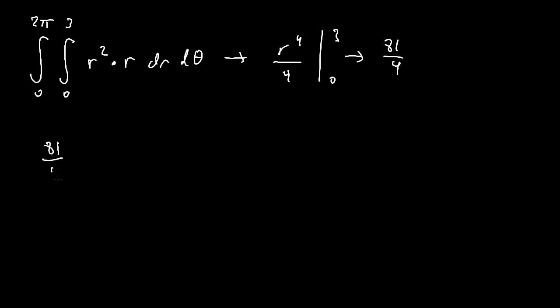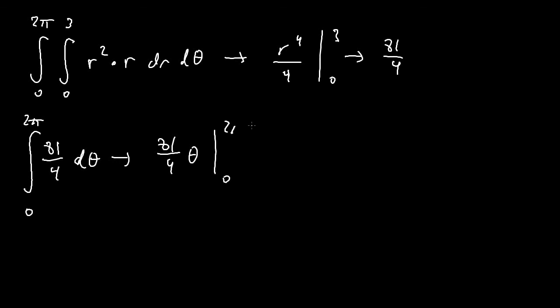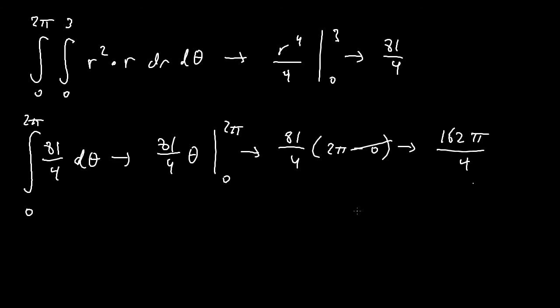So if I rewrite that, let's go ahead and now integrate the outer portion here, 0 to 2 pi. And so the integral from 0 to 2 pi of 81 over 4, with respect to theta this time, obviously this is a constant, so the integral is just 81 over 4 theta. Let's go ahead and evaluate from 0 to 2 pi. So we'll get 81 over 4 times, when I plug in 2 pi for theta, we'll get 2 pi, minus when I plug in 0 for theta, we get 0. So that cancels. And so we're left with 162 pi over 4. And so that can simplify to 81 pi over 2. And that's the final answer.